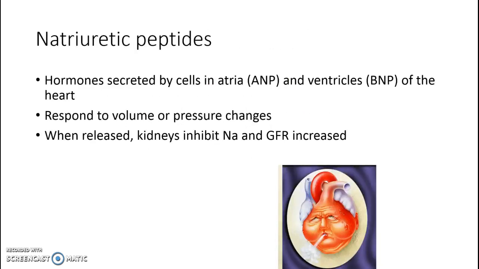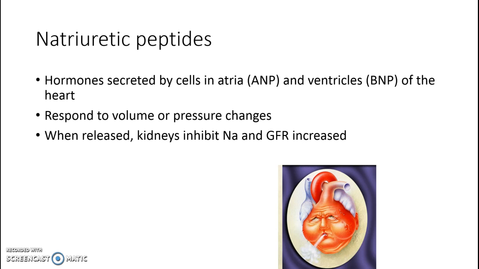Okay. Natriuretic peptides. So there's ANP and BNP. ANP is released by the atria. BNP is released by the ventricles. We generally measure BNP, and we use that in relation to people who have heart failure. These hormones, or these peptides rather, I'm sorry, they are hormones, respond to volume or pressure changes. And what they do is when they're released, they cause the kidneys to inhibit sodium and increase glomerular filtration rate.